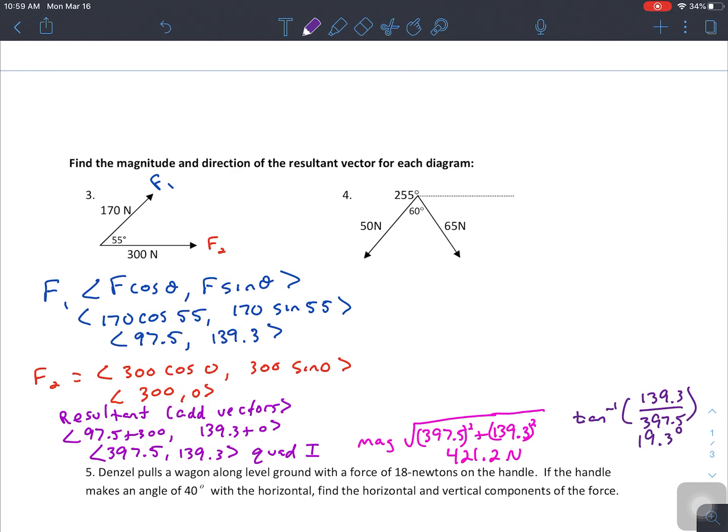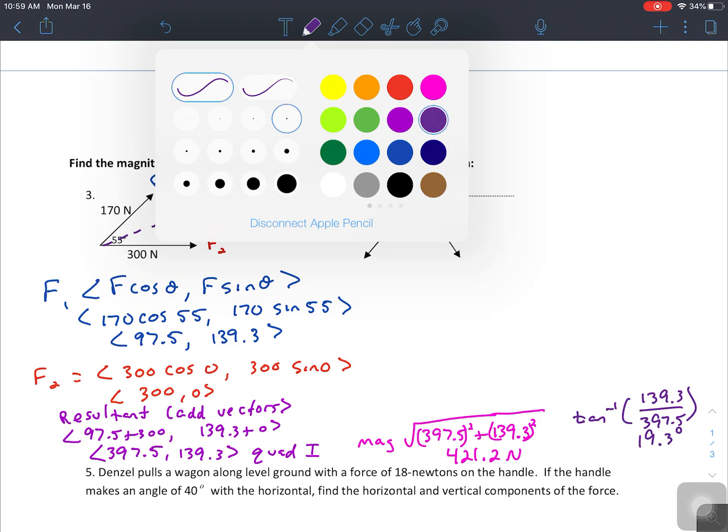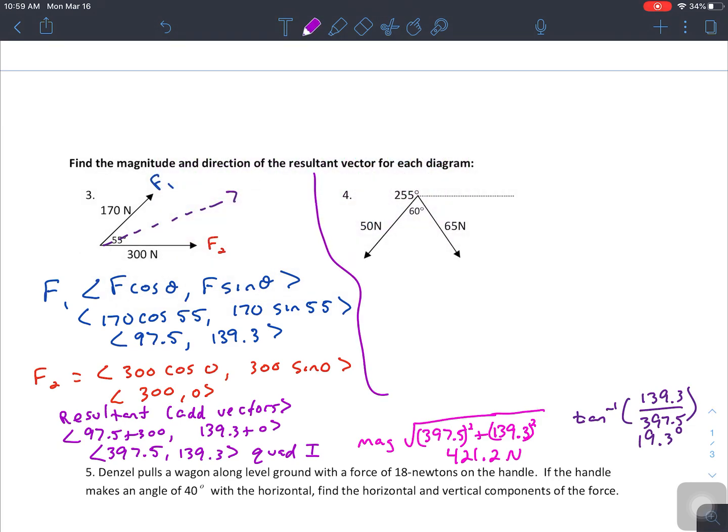So when we look at these two forces acting upon an object, what it does is put it somewhere in between the two forces. When both forces are acting upon it, it's now got a total of 421.2 newtons in that direction of both of them pulling on it. One at 0 degrees, one at 55 degrees, is now at 19.3 degrees. Now's a good time for you guys to pause this, and check out the next one.